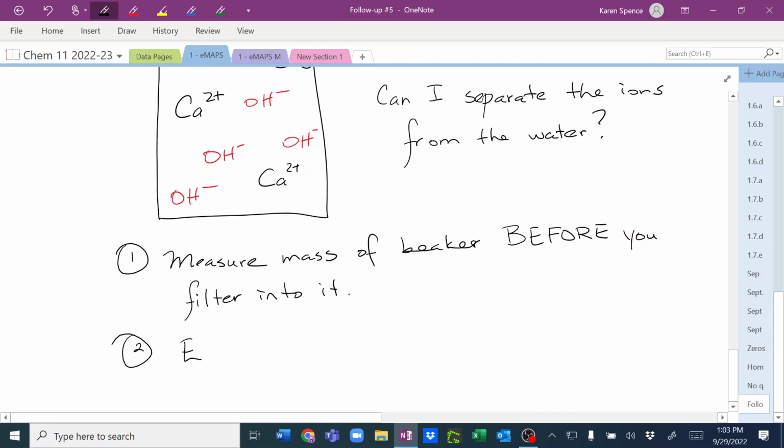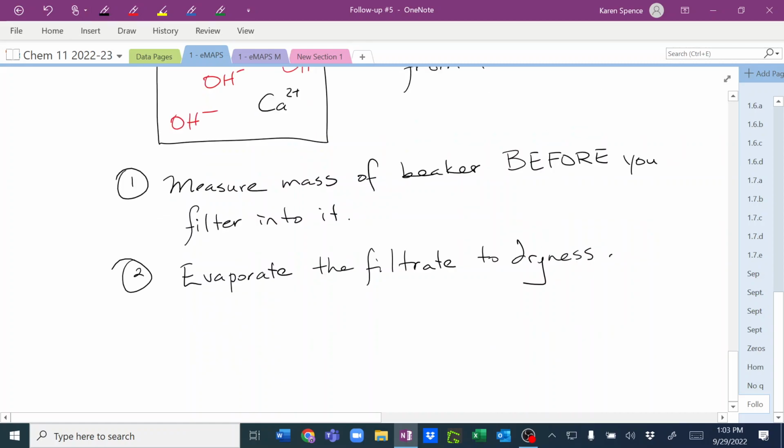Evaporate the filtrate to dryness. And then you would measure the mass of the beaker plus the dried up ionic compound.